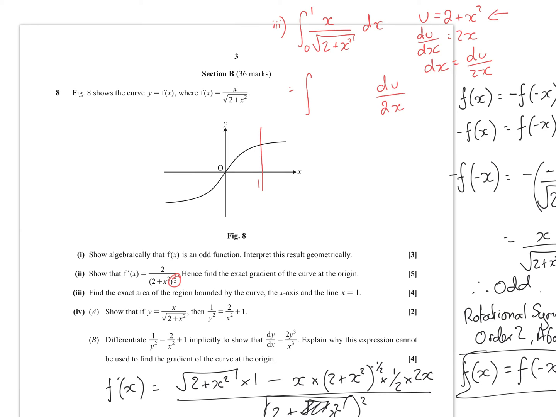So u equals 2 plus x squared. So if it's 0, 2 plus 0 is 2. If it's 1, 2 plus 1 is 3. And it becomes the integral between 2 and 3 of x over, and I'm going to leave that x as x because I can see that it's going to cancel. Somebody rewrote that one as u and then cancelled the u's. That's making it more difficult for yourself. It still works. Over u to the half, or the square root of u.